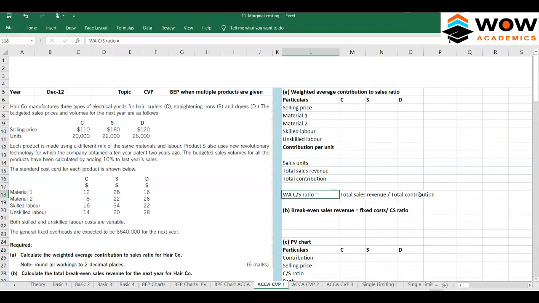Okay, so earlier we didn't do it like this. What we did is we divided the contribution per unit by the sales per unit. On the other hand, in an alternative way, we could find it out by sales by contribution, but here we want totals. We want for all the units what their sales are and for all the units what their contribution is. Okay, so let's find out.